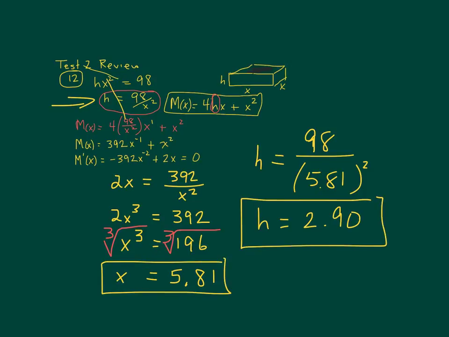Now, if we wanted to verify that this is truly a minimum and not a maximum amount of material, we could test this 5.81 on a number line. So if I put 5.81 there and plug into the derivative, and I verify that the graph is decreasing before that point and increasing after, that way I know that's a minimum rather than a maximum, because finding a minimum and a maximum, it's the same process. Take the derivative, set it equal to 0, solve for your independent variable.